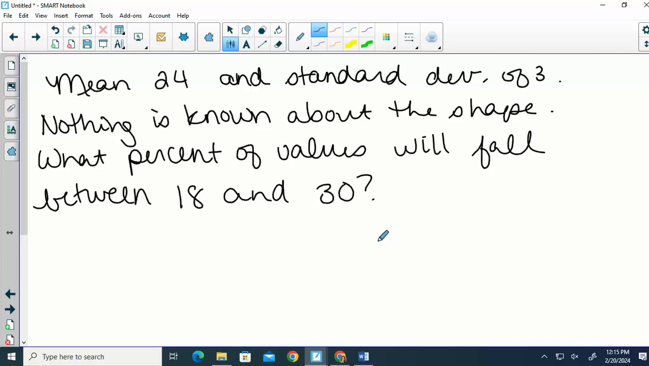Okay, the fact that I tell you nothing is known about the shape of our data, what does that mean? Right. You can only use the empirical rule if I've confirmed that this is bell-shaped data. So if I don't know that it's bell-shaped, I can't use it. So we know the mean is 24.